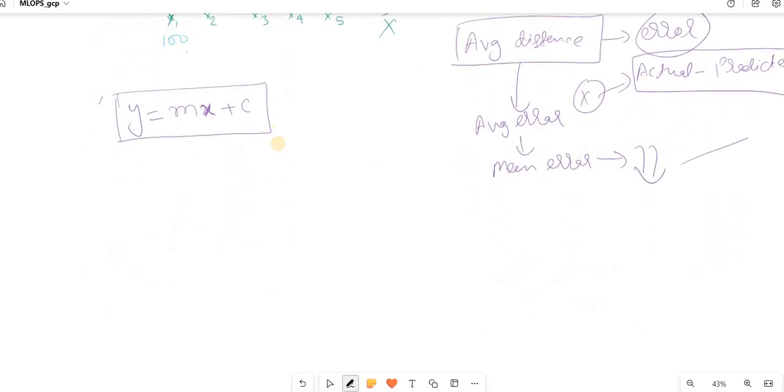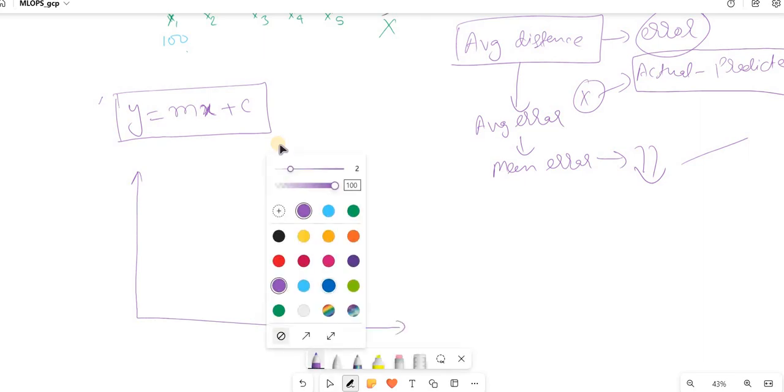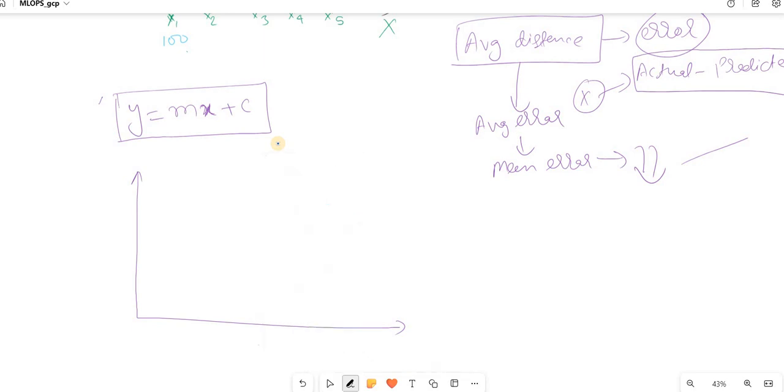So how will it be? Let's suppose this is a random line I'm taking. So what is m here, what is x, and what is c? This distance you are seeing is c, which is also called the intercept. This is c. And what is this m? I'll tell you. Let's suppose this x value is 4, and this x value is 5.